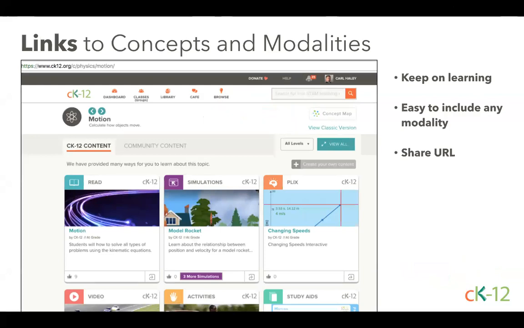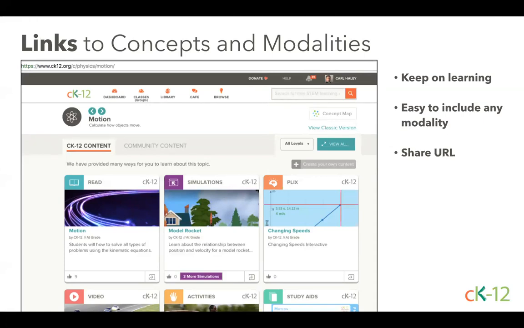All right, so let's begin. Our first teaching strategy is offering links to specific concepts and modalities. I think our concept pages are the most magical part of what we can offer, because each one of these pages represents the idea of learn it your way. Or for a teacher, if you go there, it's teach it your way.